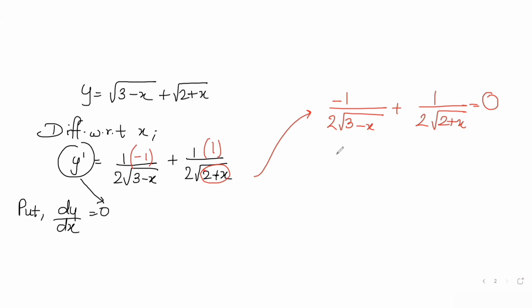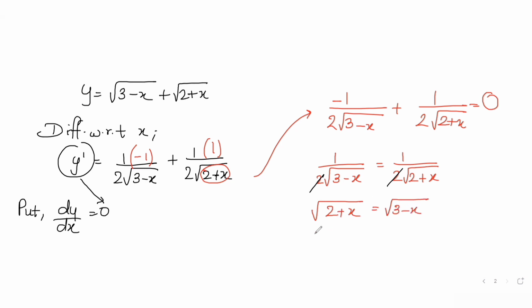Now if I solve for x, I can take 1 upon 2 root of 3 minus x to the other side, so it becomes positive: 1 upon 2 root of 2 plus x. The 2 and 2 cancel out, and you are left with root of 2 plus x is equal to root of 3 minus x. Now if I square both sides, I get 2 plus x is 3 minus x. Now solve for x: 2x is equal to 1, x is equal to half.